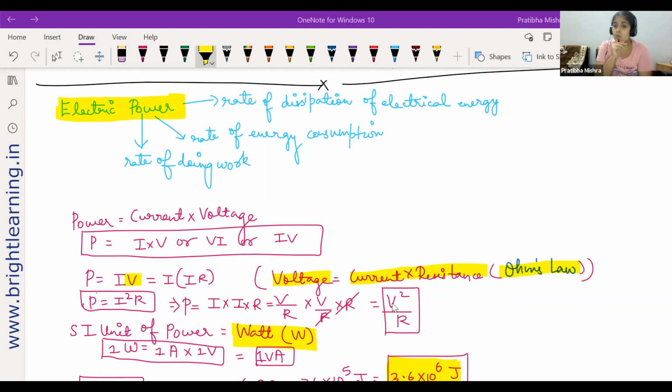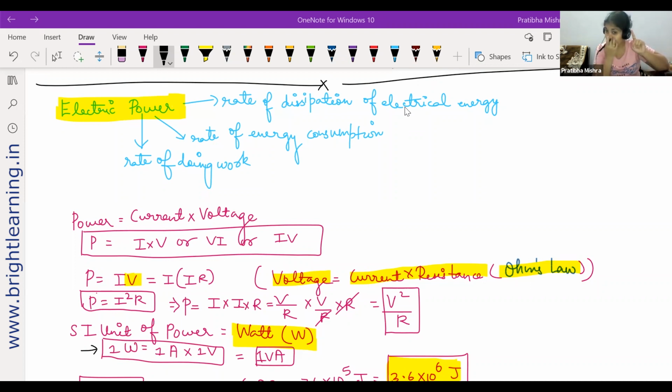The SI unit of power, according to the standard systems followed in India, is the watt. We call it watt, WATT. So how do you define 1 watt? 1 watt can be defined as the power dissipated, or the energy consumed, for 1 ampere of electric current to flow across 1 volt of potential difference across the conductor, right? This is the meaning of power.